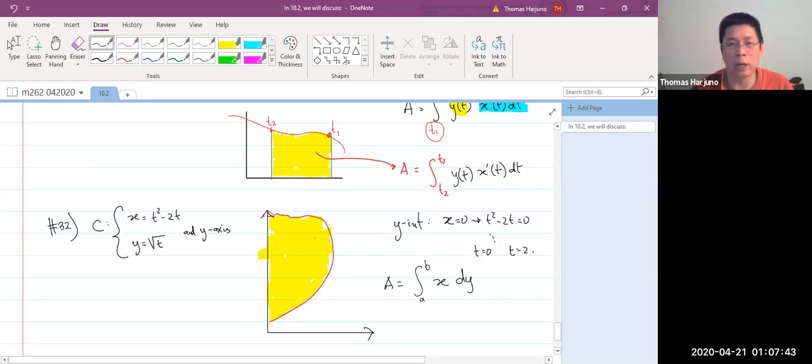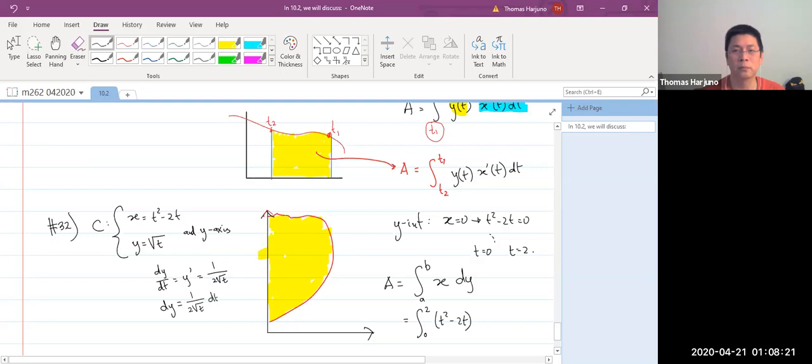Now then, I put in. So this will be the integral from 0 to 2. x will now be t squared minus 2t. The dy, oh, what is dy? dy dt is y prime. So dy will be y prime, which is 1 over 2 square root of t, so this is 1 over 2 square root of t dt.